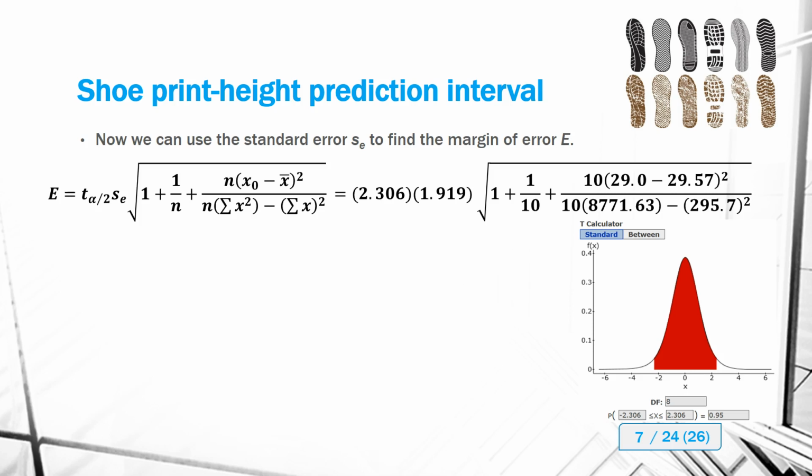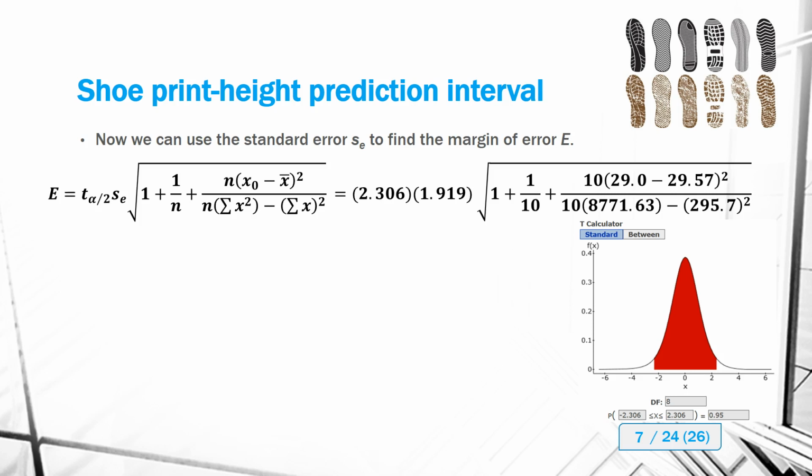1.919 is the standard error that we just calculated. And the other values that you see substituted in the equation come from the data set itself. So the x naught is the 29 that I was given to find an estimate for the prediction interval. X bar is simply the mean of all the x values, so that's 29.57.